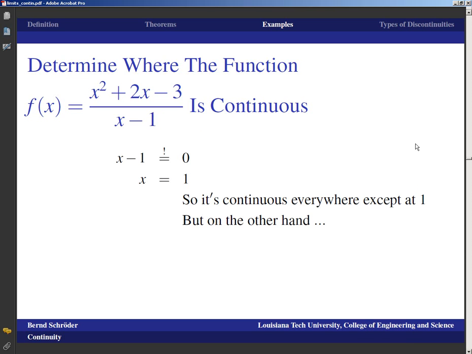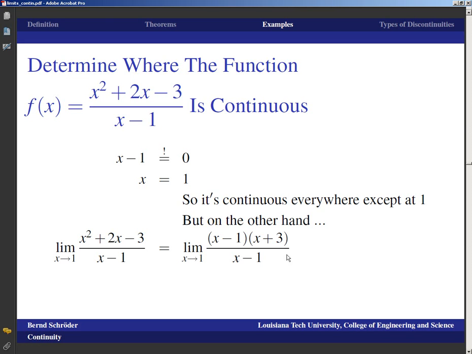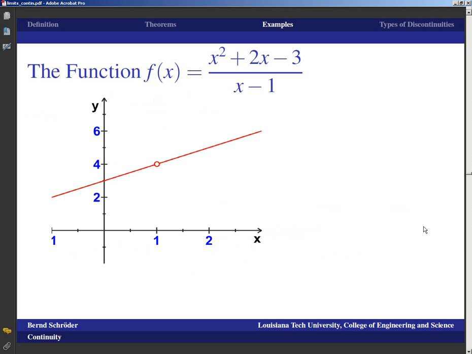But at the same time, on the other hand, if we're looking at the limit as x goes to 1 of this function, well, here's where I actually solved it with factoring, right? x squared plus 2x minus 3 is (x minus 1) times (x plus 3), over x minus 1. Cancel the x minus 1s, you end up with the limit of x plus 3, that's 4. Well, if the limit exists, it ought to be possible to somehow fill that in and just redefine the function and make it continuous, and that's where we're headed next.